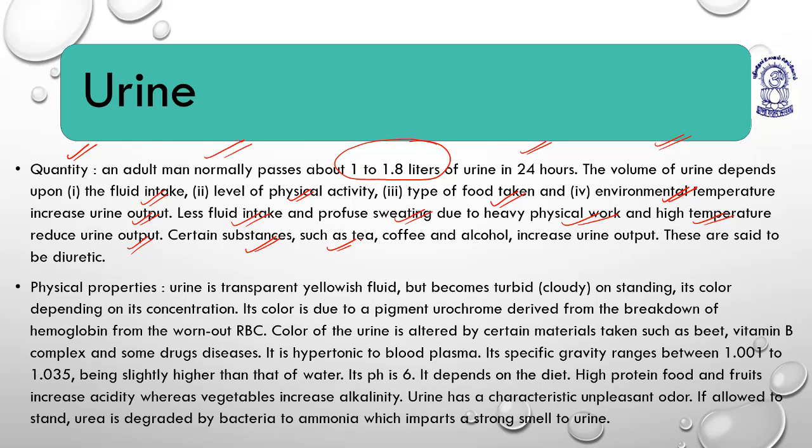Certain substances such as tea, coffee, and alcohol increase the urine output, so they are diuretics. These are said to be diuretics.